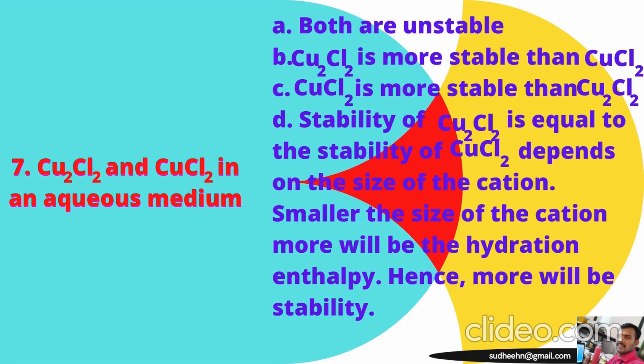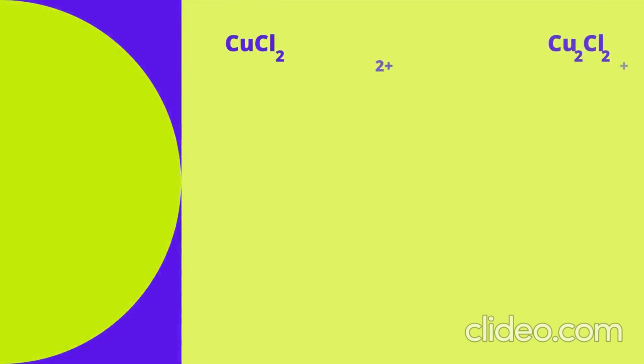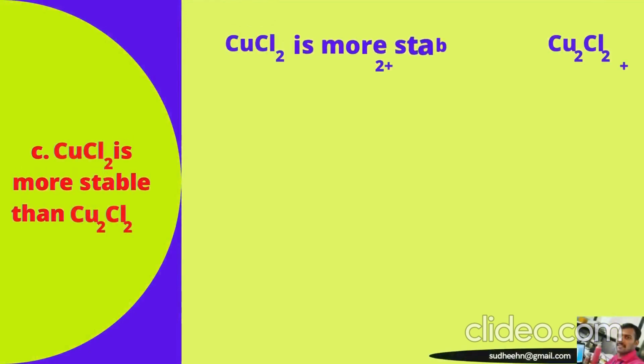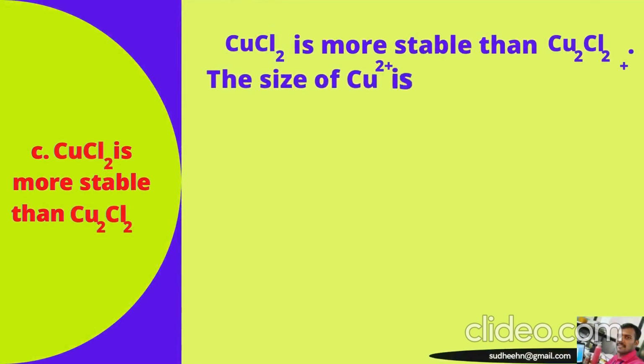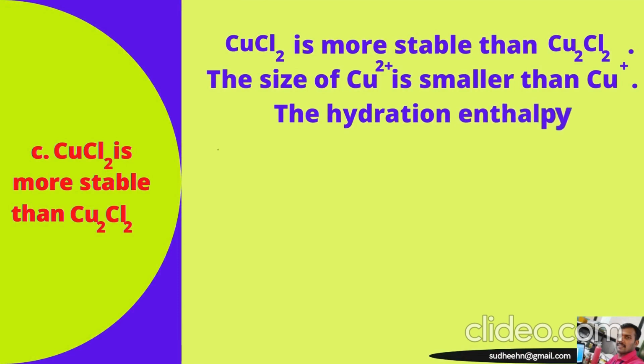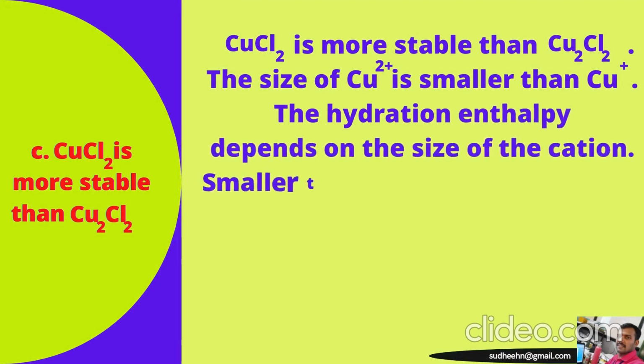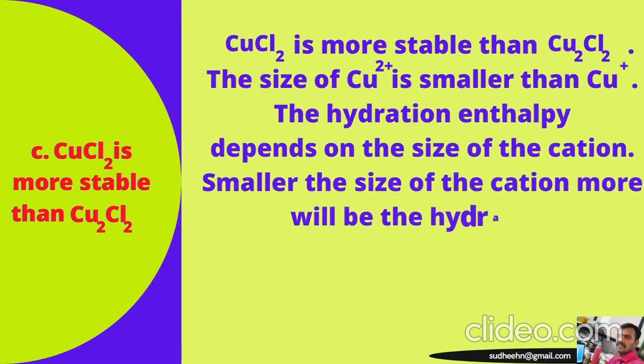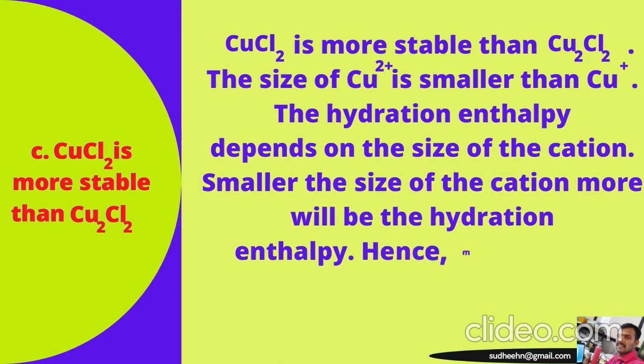So the right answer for this particular question is option C, that is cupric chloride is more stable than cuprous chloride. The reason: the size of the cupric ion is smaller than Cu+. The hydration enthalpy depends on the size of the cation. Smaller the size of the cation, more will be the hydration enthalpy. Hence, more will be the stability. The right answer is option C.